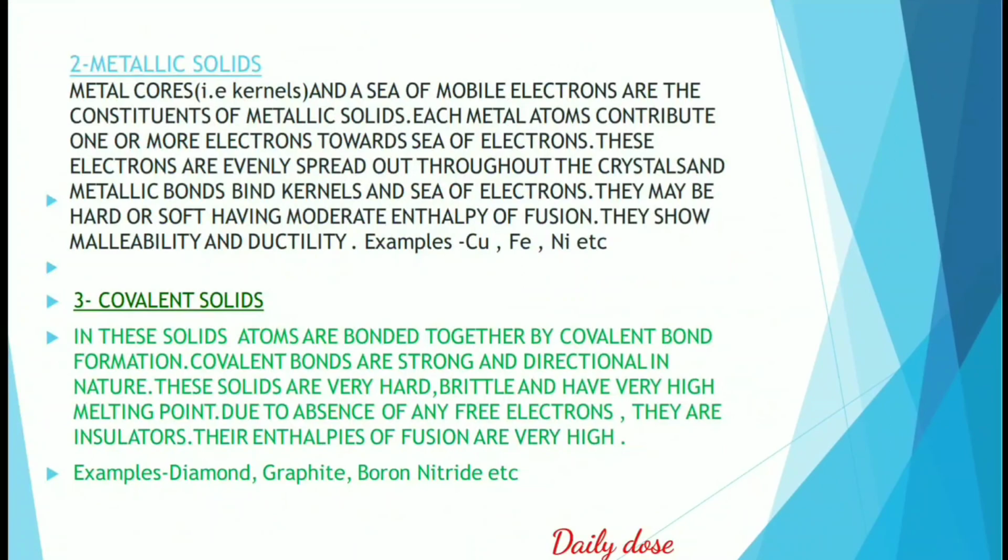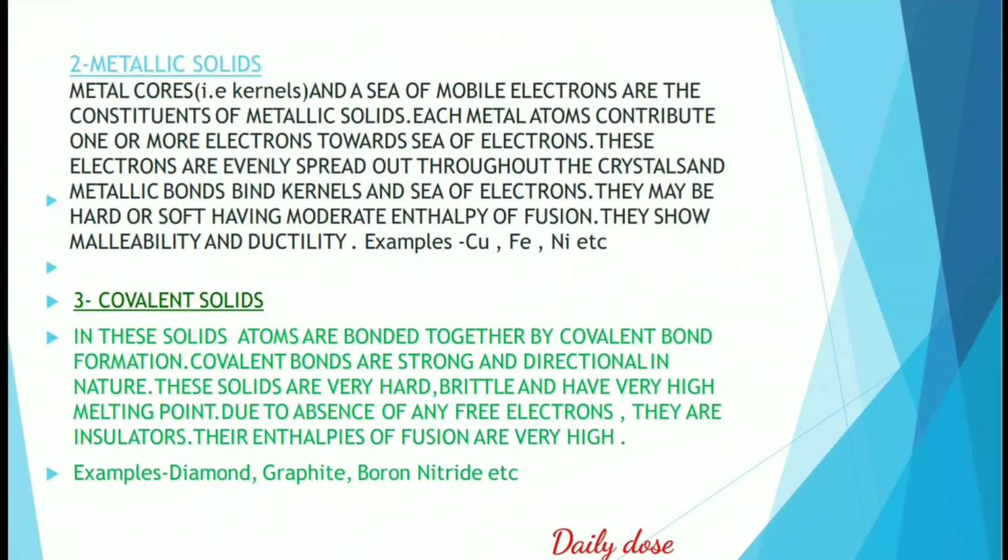They may be hard or soft, having moderate enthalpy of fusion. They show malleability and ductility. Malleability means the metals can be beaten into thin sheets, and ductility means they can be drawn into thin wires. They are good conductors of heat and electricity. So examples are copper, iron, and nickel. Then we have the covalent solids.